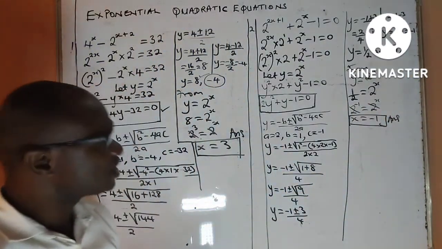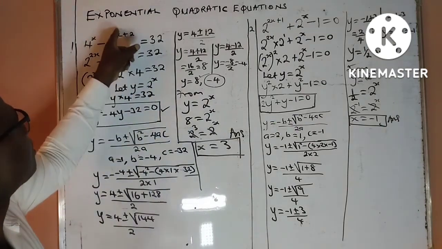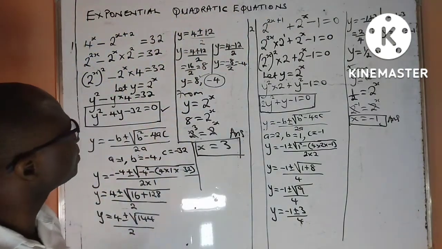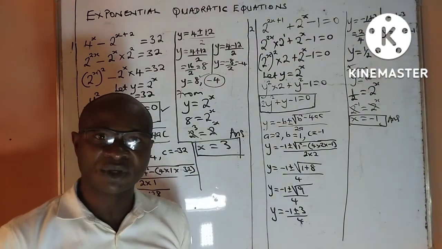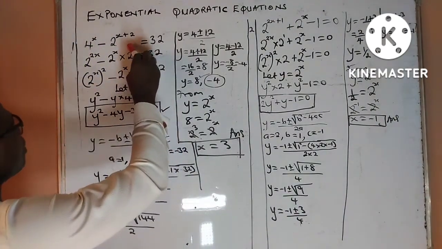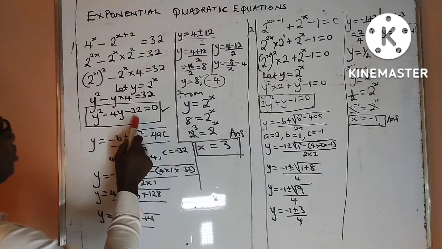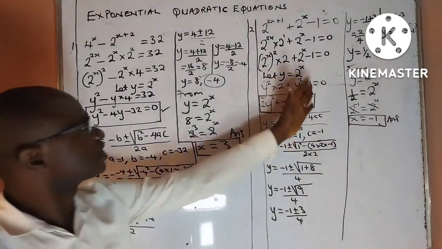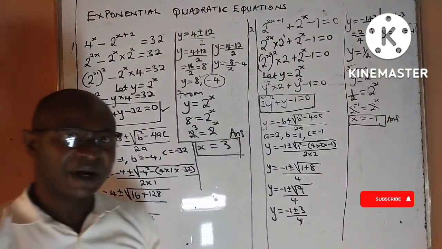Good. So this is how it flows. Exponential equations, that is, indicial equations leading to a quadratic equation. When you begin to solve it, it will lead you to a quadratic equation. You now solve the quadratic equation and then continue. That is what the topic is all about.